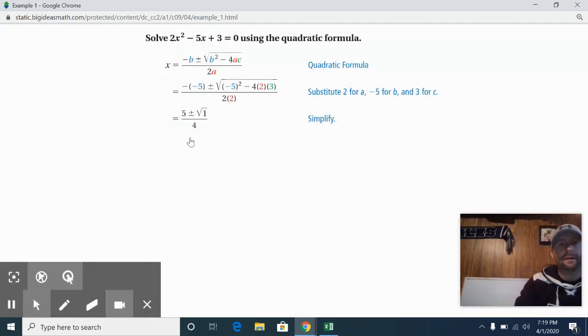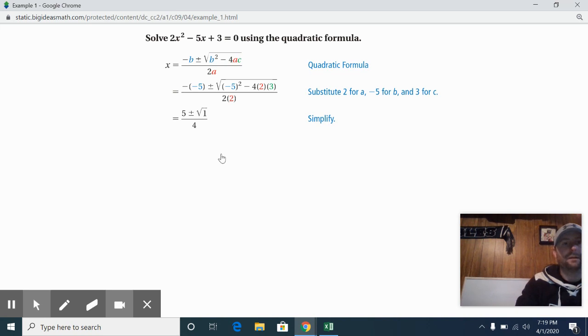All right, they simplified everything underneath the square root symbol first. This is going to be the same step every time, guys. We have to do everything underneath the square root symbol first. All right, so under here, we're going to follow order of operations. When you do that math, it comes out to be 1. Think about it. Negative 5 squared is 25. Okay, and then 4 times 2 is 8, times 3 is 24. So 25 minus 24, that's going to give us our 1 here.